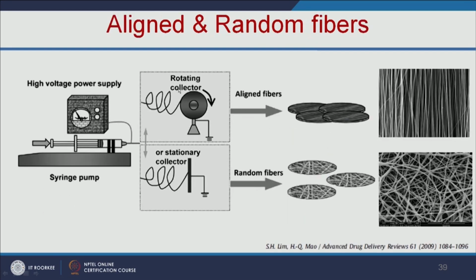Using the rotating collector and stationary collector, we can have aligned and random fibers. When you use the rotating collector, it is similar to a thread bundle. All the fibers are rolled onto the rotating collector and you will get aligned fibers. But when you use the stationary collector, you will get random fibers. Under the scanning electron microscope, you will see beautifully aligned fibers with the rotating collector, and random fibers with the stationary collector.